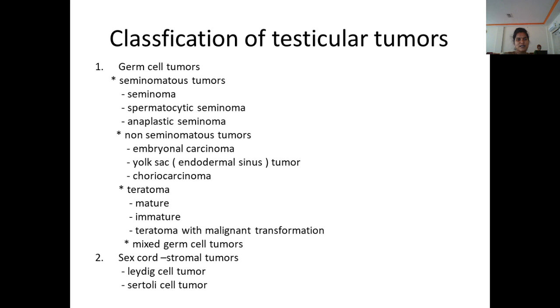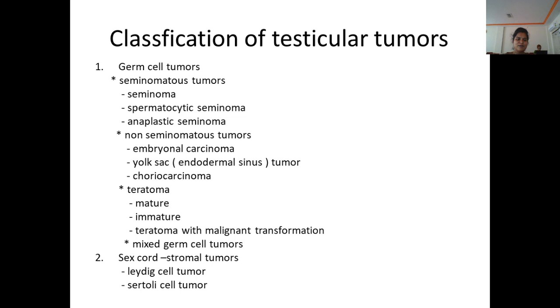Germ cell tumors may be divided into seminomatous tumors and non-seminomatous tumors. Seminomatous tumors include seminoma, spermatocytic seminoma, and anaplastic seminoma. So these are the types in the germ cell group. Non-seminomatous tumors include embryonal carcinoma, yolk sac tumor, choriomas and choriocarcinoma, which is very rare in males, and teratomas.